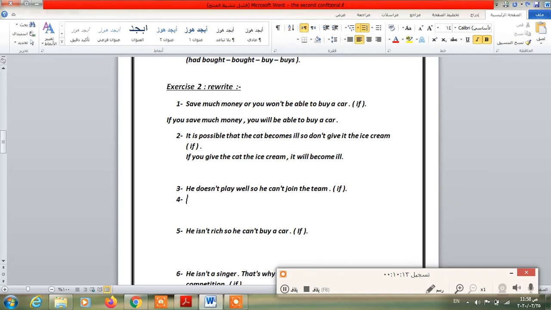Number 3, he doesn't play well, so he can't join the team. The right answer is if he, I have here a probability of an action happening. If he played well, comma, I will separate the two sentences, he would join the team.